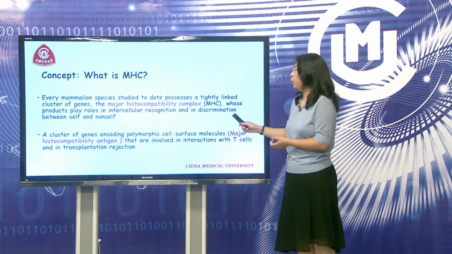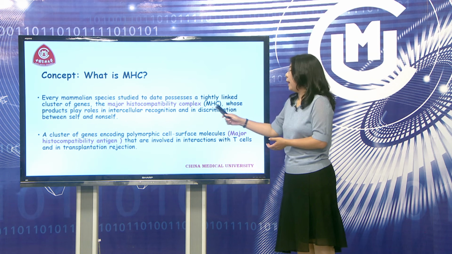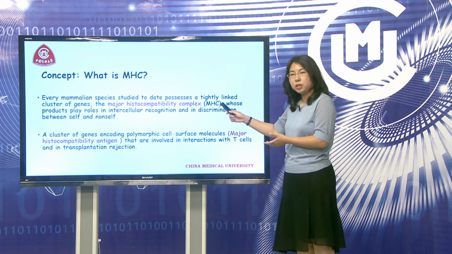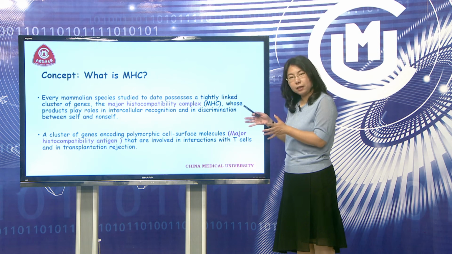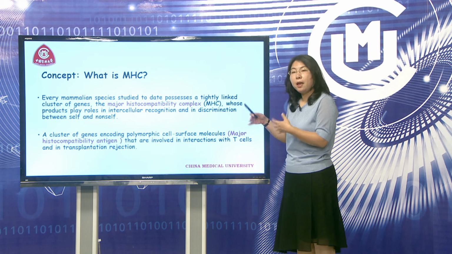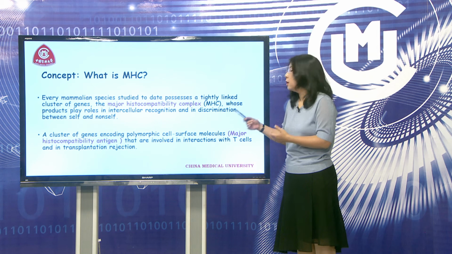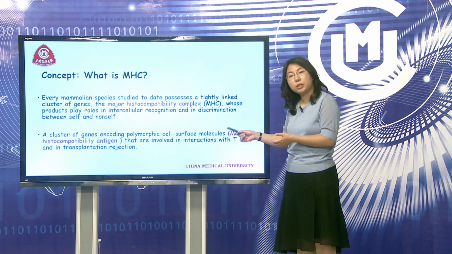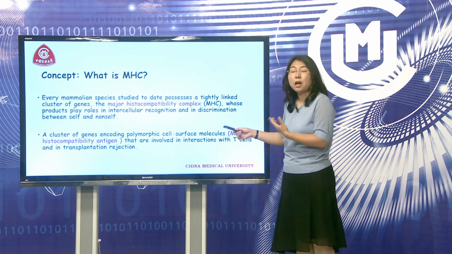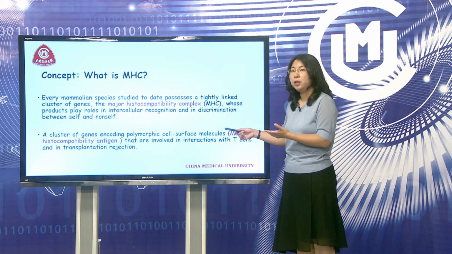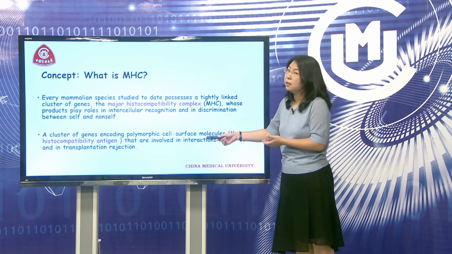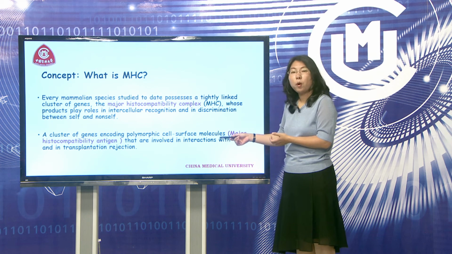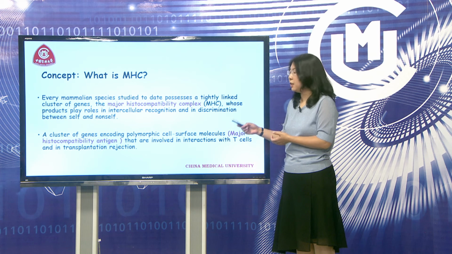From the concept, we know we have the antigen, and the genes are in a very tightly linked cluster. Their function is for recognition by T cells and also for transplantation rejection. Because in the experiment with the mouse just now, we know that because of this antigen, we have the problem of transplantation rejection.